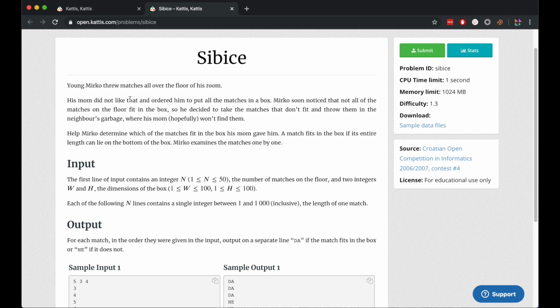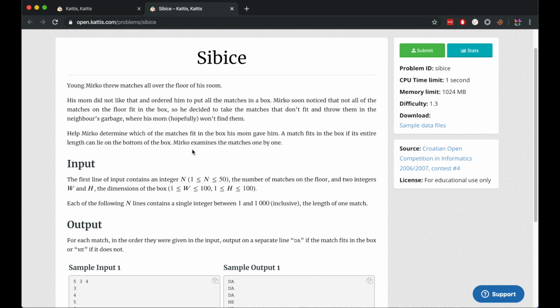Young Mirko threw matches over the floor. His mom didn't like that. Ordered to pick them up. And if they don't fit, throw them in the neighbor's garage, where his mom hopefully won't find them. Help Mirko determine which of the matches fit in the box. A match fits in the box if its entire length can lie on the bottom of the box.